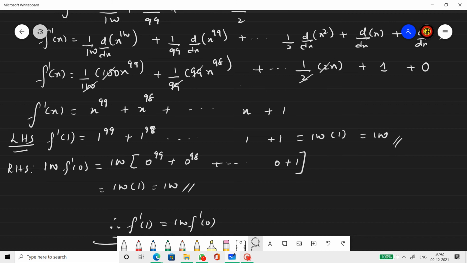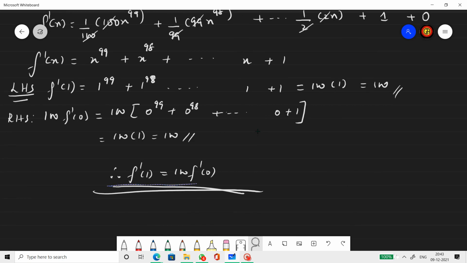Now RHS, which is 100 times f dash of 0. What is f dash of 0? Substituting 0 in the place of x: 0 power 99, 0 power 98, and so on, 0 plus 1. If you find the sum of this, everything is 0 except 1 will stay. So 100 into 1 is 100. LHS is also 100. RHS is also 100. Therefore, f dash of 1 equals 100 times f dash of 0.